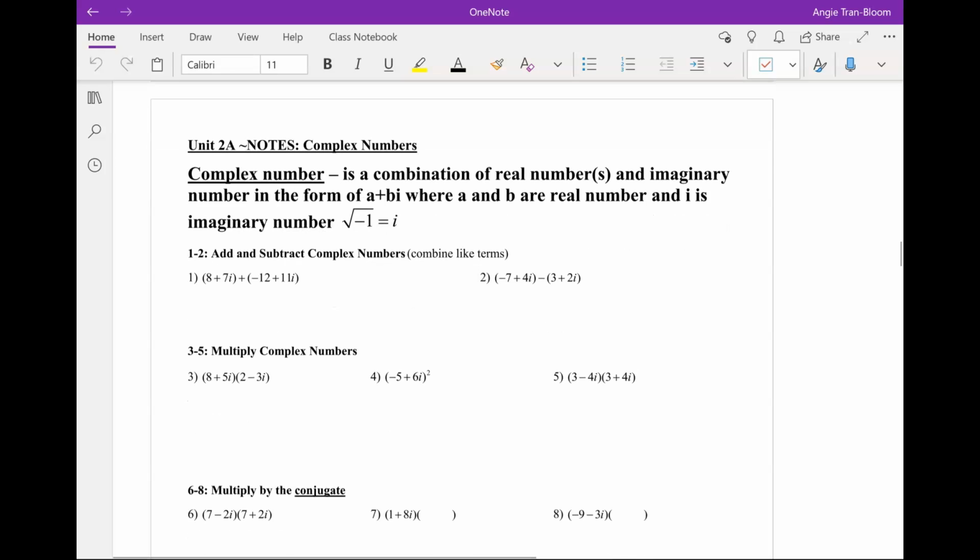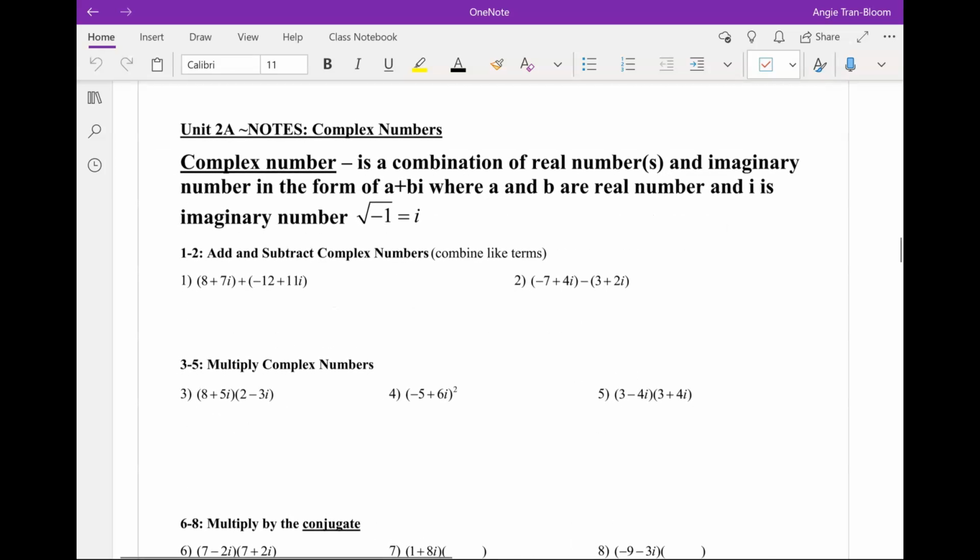Okay. Can you please, Brandon, help me read the definition of complex number? A complex number is a combination of real numbers and imaginary number in the form of a plus bi, where a and b are real numbers and i is imaginary number. And guys, what's i equal to always? Square root of negative 1, okay?